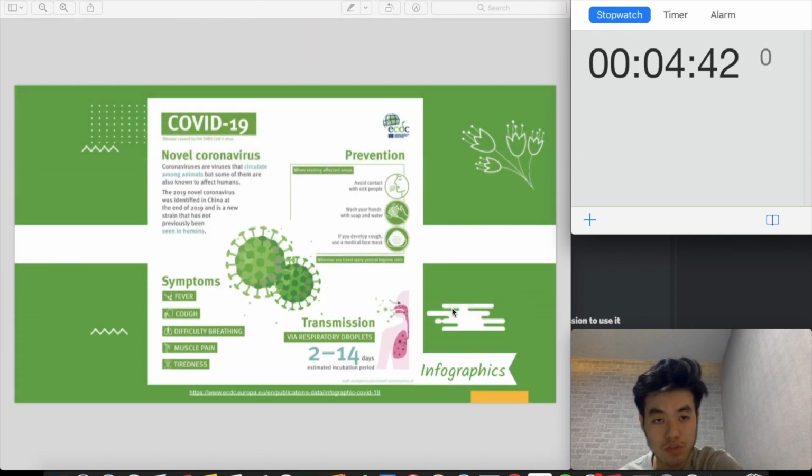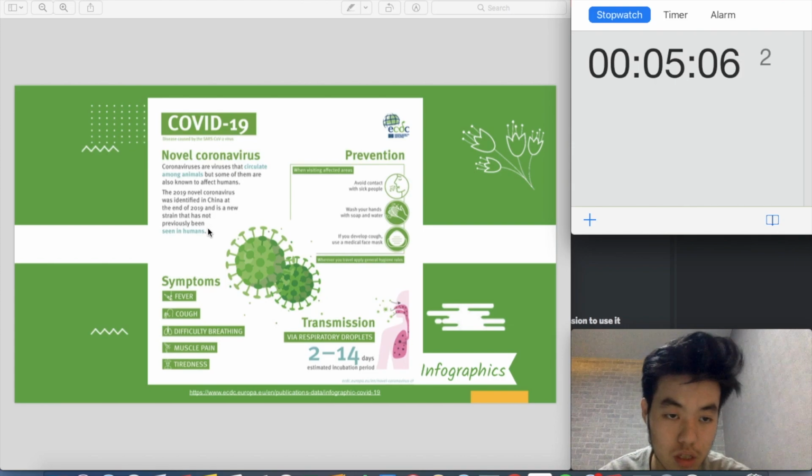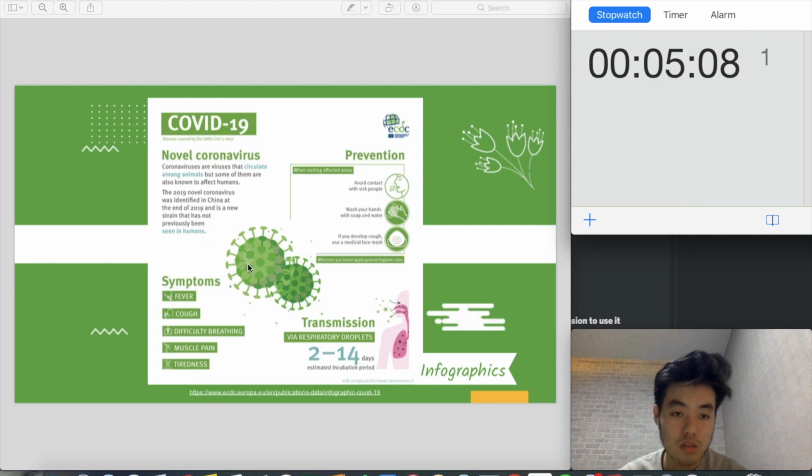So these are the infographics of COVID-19. Novel coronavirus. Coronaviruses are viruses that circulate among animals, but some of them are also known to affect humans. The 2019 novel coronavirus was identified in China at the end of 2019 and is a new strain that has not previously been seen in humans.